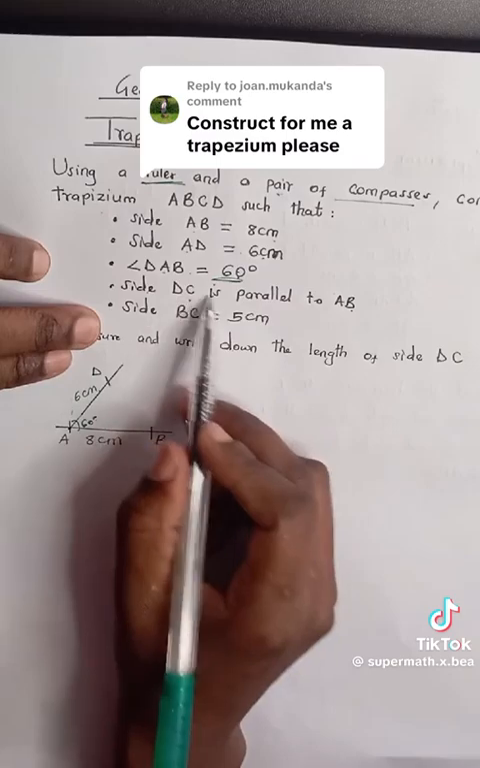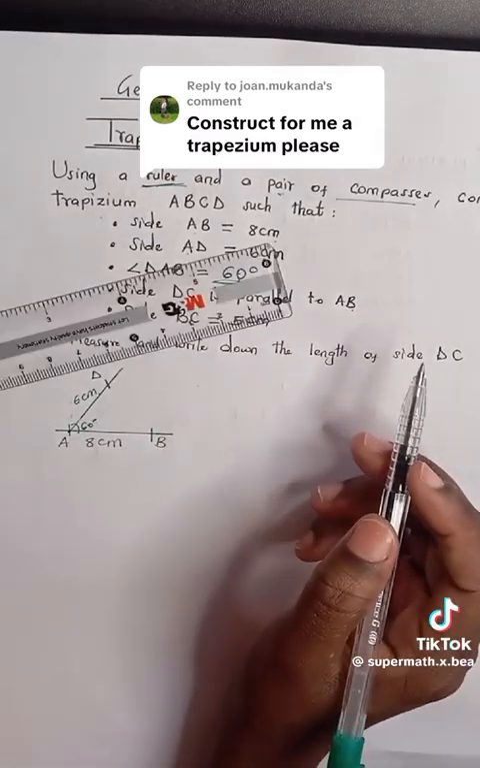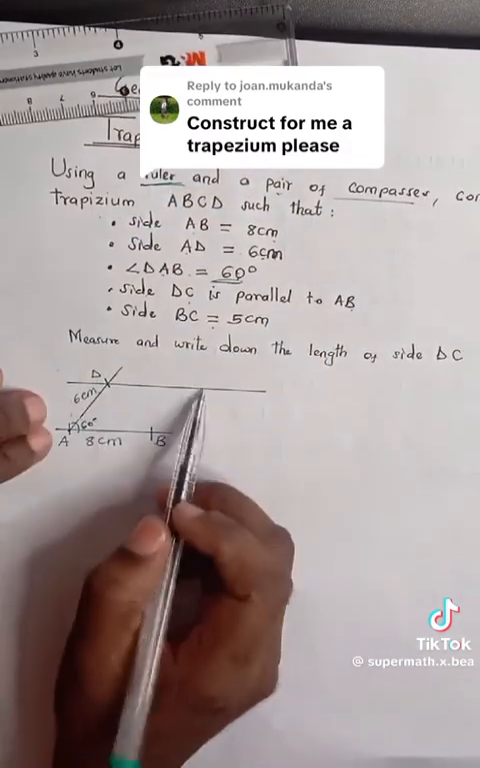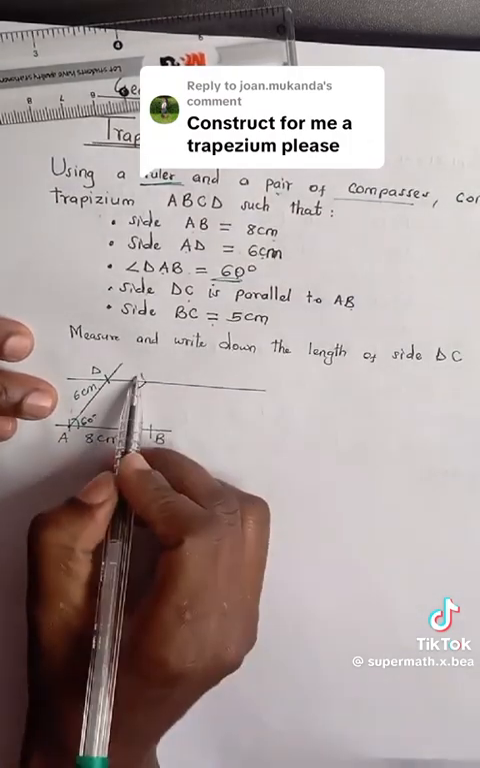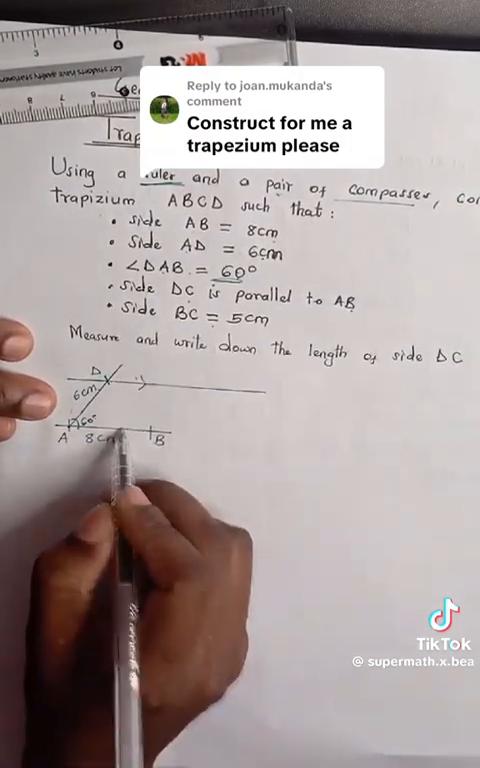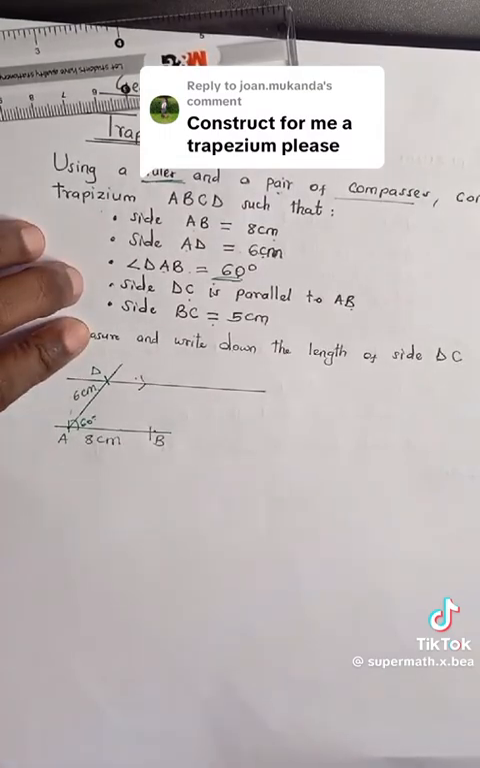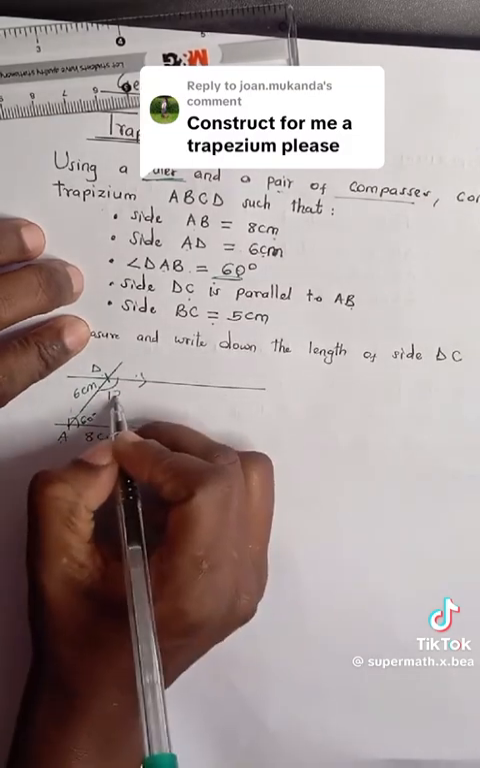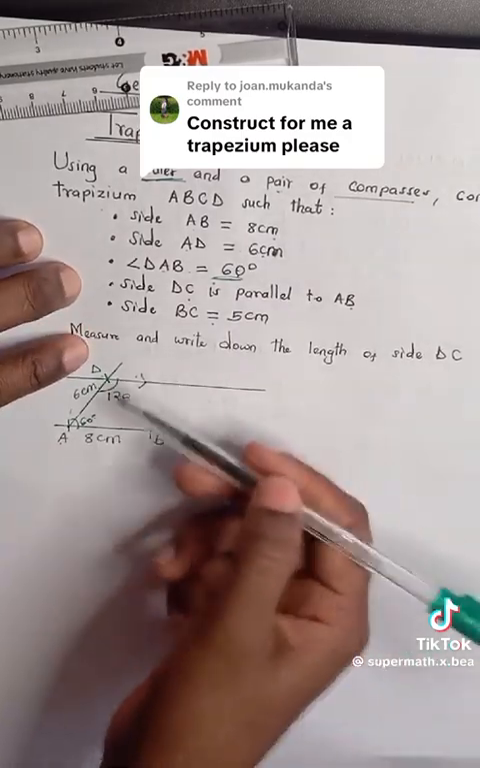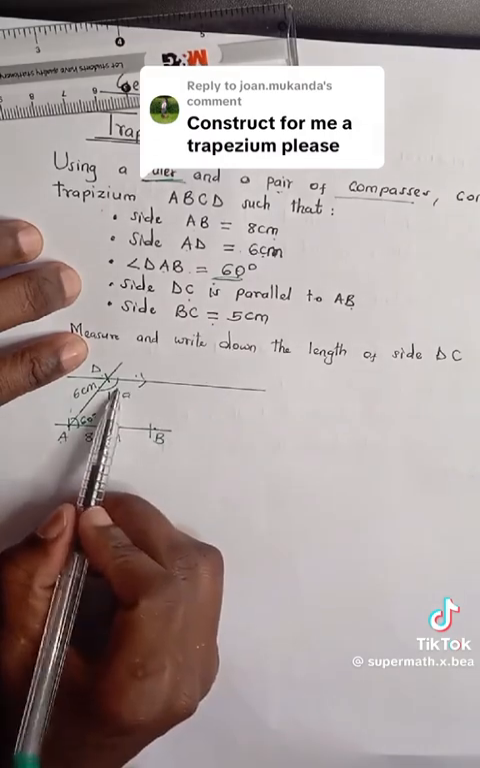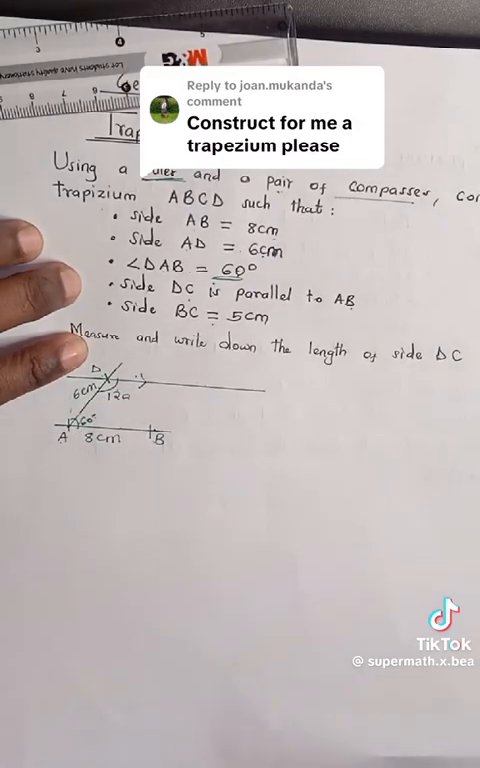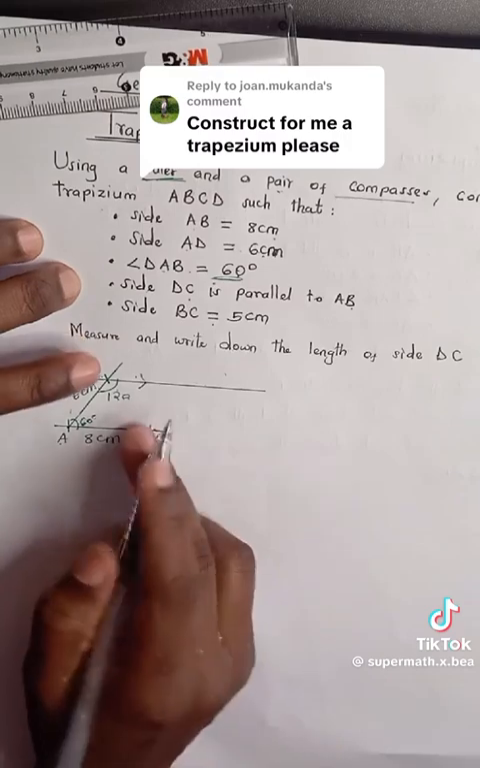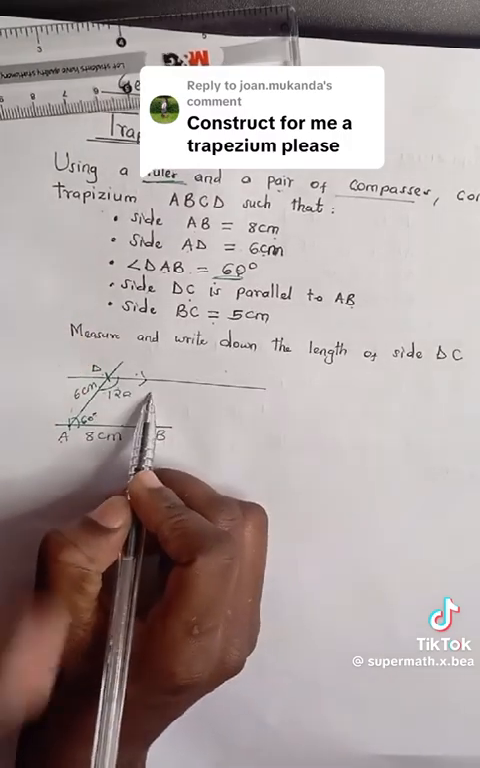Side DC is parallel to AB. Since this is our DC, it is parallel to AB. This means angle ADC is 120 degrees, because these are parallel lines cut by a transversal line. So this angle plus this angle should add up to 180 degrees. That means to get angle ADC, you take 180 minus 60 degrees, that is 120 degrees.